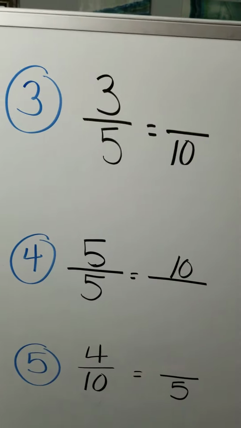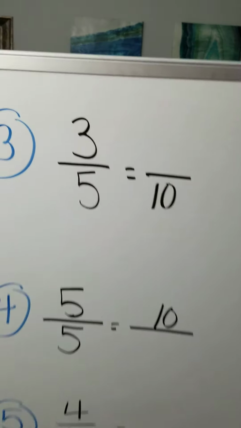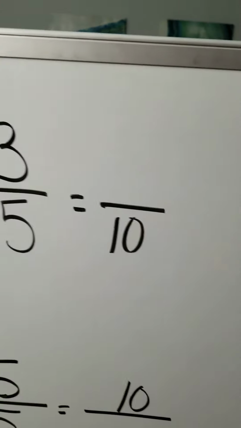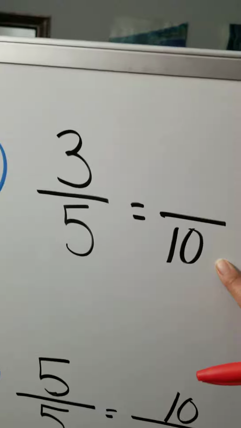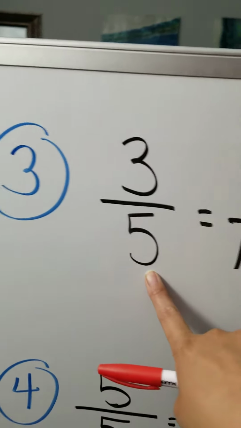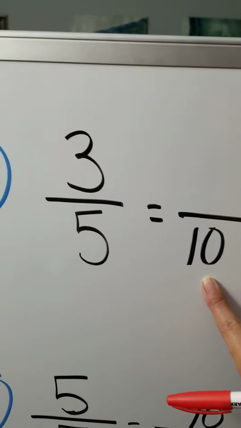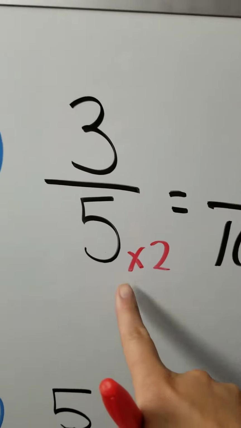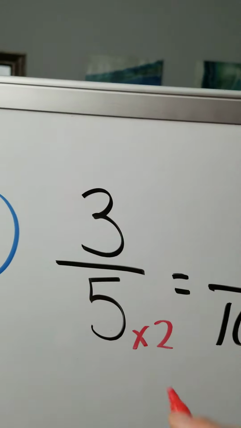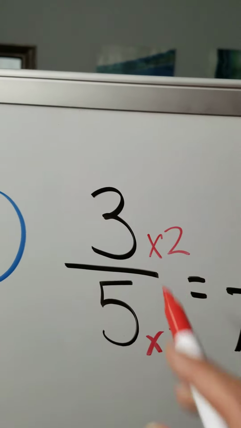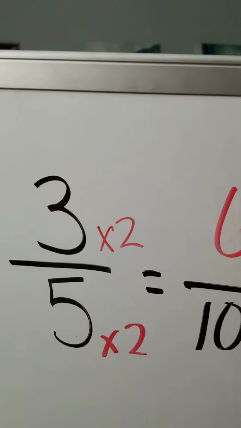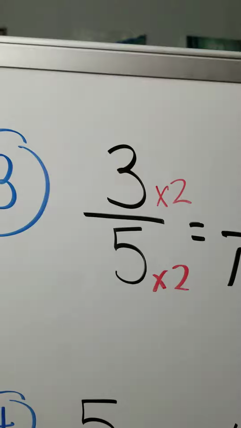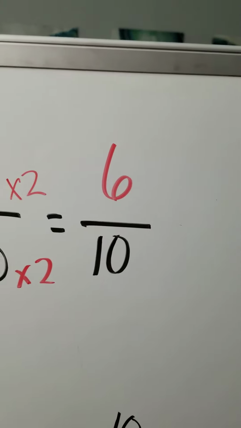Now we're going to try finding equivalent fractions without a picture. So my fraction is 3/5. If I look over here, I don't have a numerator, but I do have a denominator. So I'm going to look at my denominators. 5 times what gets me 10? 5 times 2. What I do to my denominator, I have to do to my numerator. So times 2. 3 times 2 is 6. So my equivalent fraction is 6/10. 3/5 is equivalent to 6/10.